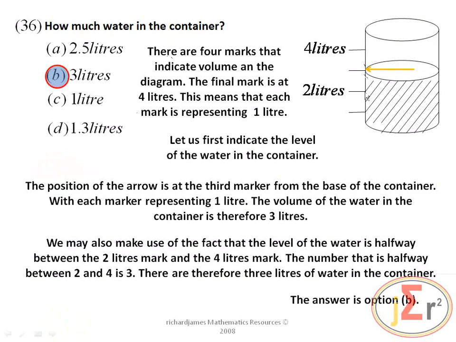So we may say that we have 4 marks representing, of course, 4 liters. Therefore, the 3rd mark would be the 3 liters mark. Or we may say that this mark is exactly between 2 liters and 4 liters, making it 3 liters.